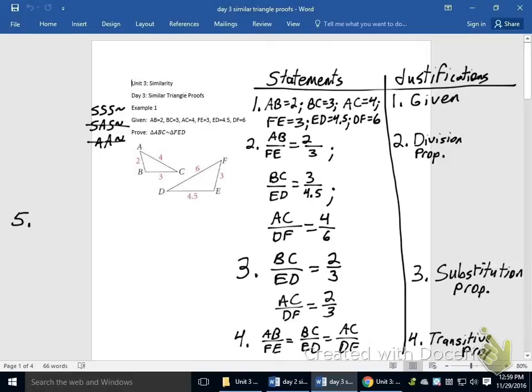To wrap up my proof, I'm jumping to the left here. That triangle ABC would in fact be similar to triangle FED. And the justification for that one would be side-side-side similarity. Here I did not make mention of what the similarity ratio is, but that wasn't part of the proof. It would have been 2 to 3. So we're done with this proof.